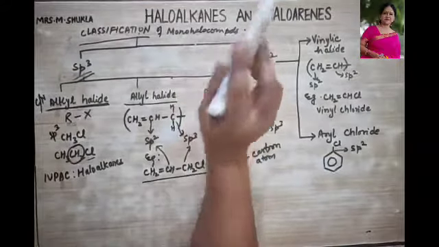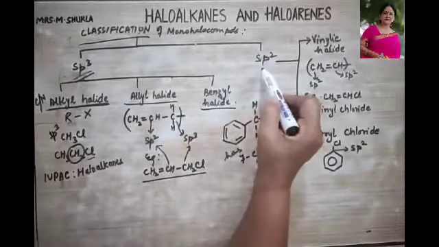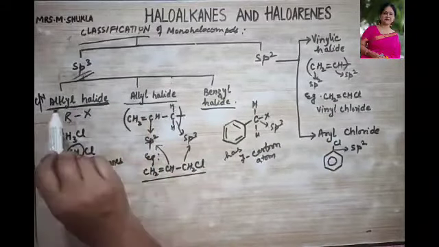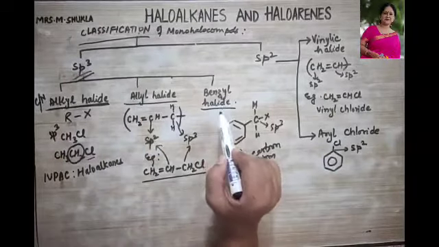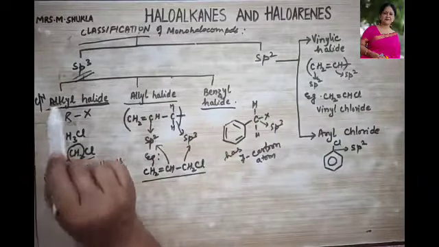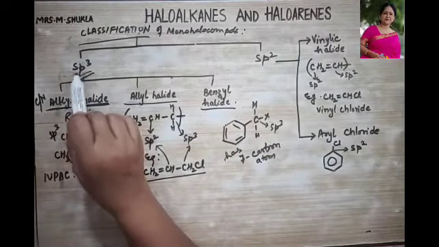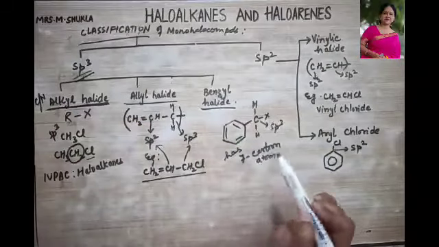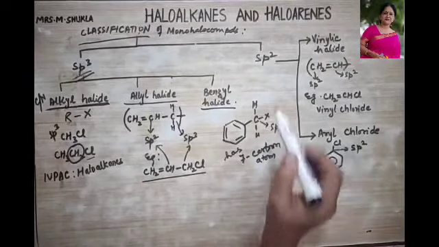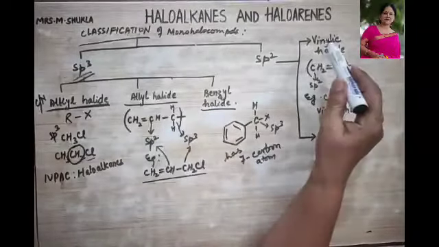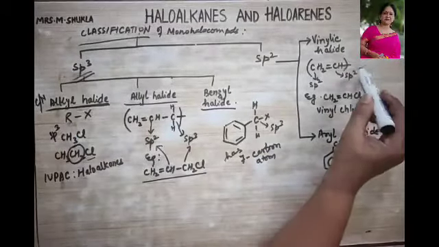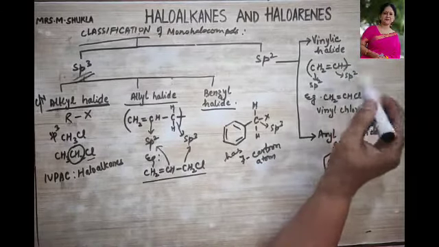Then monohalo compounds are further divided into two, sp3 and sp2. In sp3 hybridization, they can be further divided into 3. What are they? Alkyl halide, allyl halide and benzyl halide. What is so particular about all these 3? That the halogen is attached to that particular carbon which has sp3 hybridization, and in benzyl halide there are 7 carbon atoms. The 7th one is your sp3 hybridized. Similarly in sp2 they are further divided into 2 types, vinylic halide and aryl halide. Over here the halogens are attached to sp2 hybridized carbon.